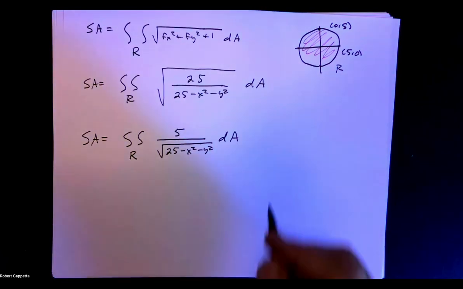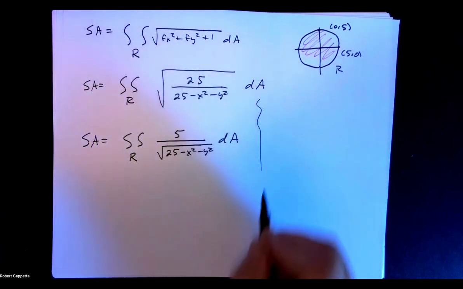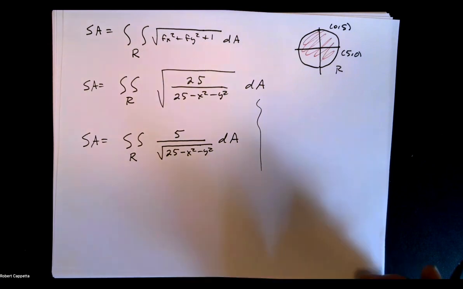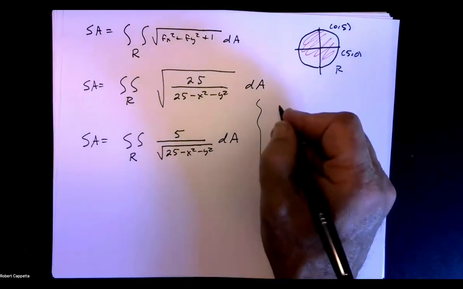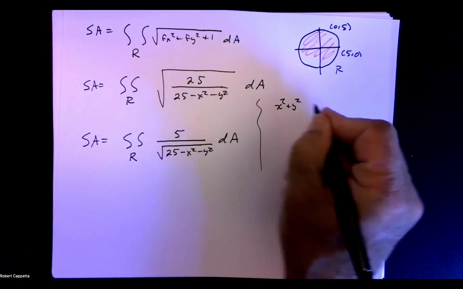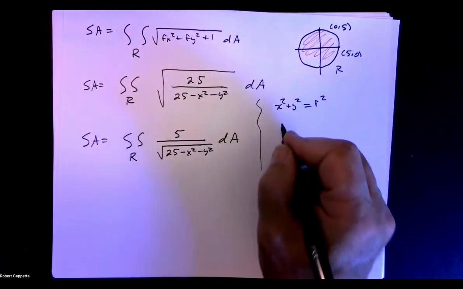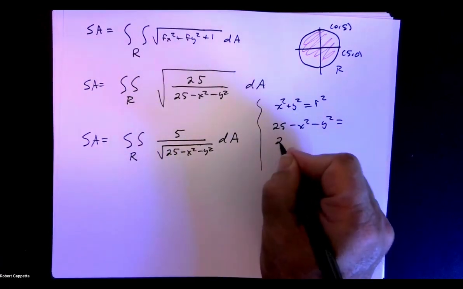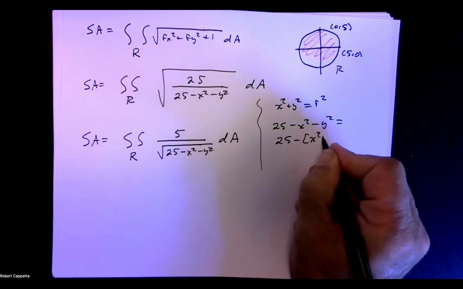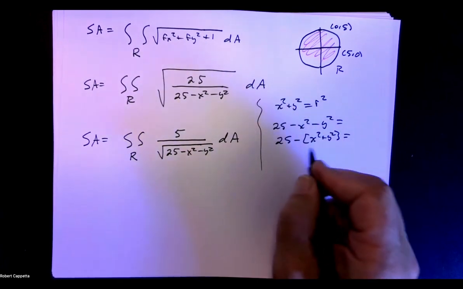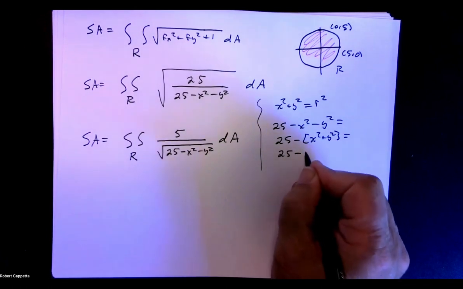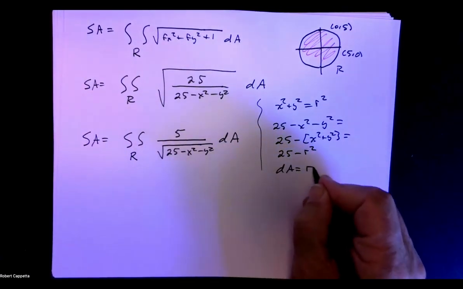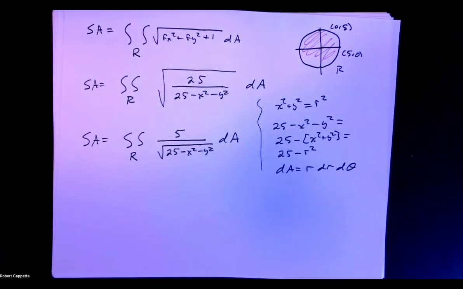Now, looking at this, we recognize that polar coordinates will be a helpful strategy for us. And what do we need to know to be able to use those polar coordinates? Well, x squared plus y squared is r squared. So 25 minus x squared minus y squared would be 25 minus r squared. So we get that much. And we also remember that dA in polar coordinates is r dr d theta.